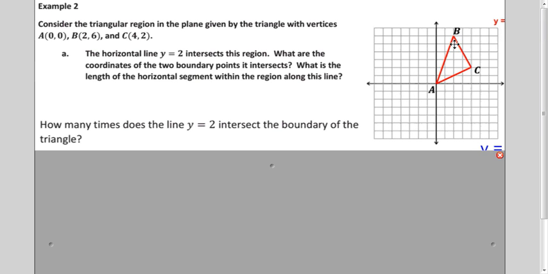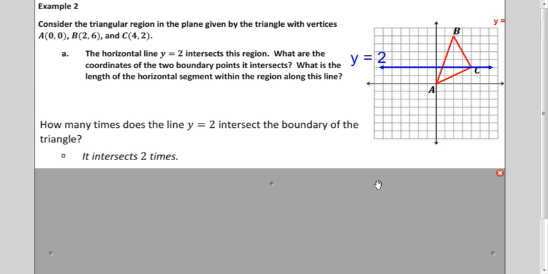In this example, we have this triangle. The vertices are these 3 points. We have the horizontal line y equals 2. So here's that line. We want to know, where does it intersect the triangle? What are those points? Well, how many times does it intersect the boundary of the triangular region? It's twice, right?